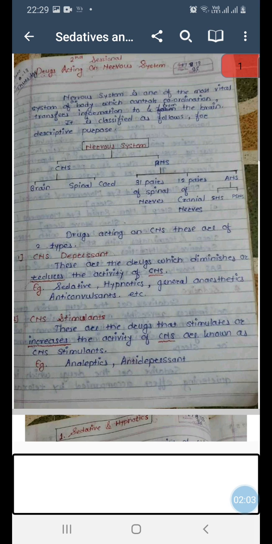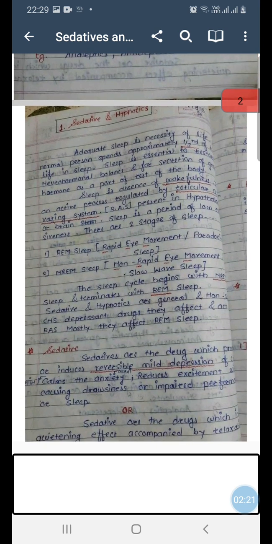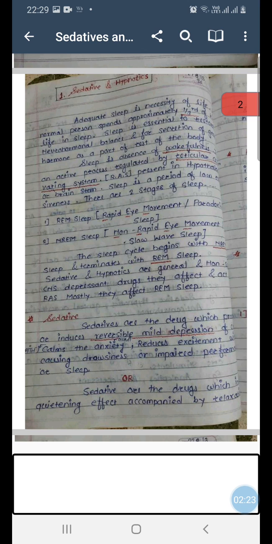The next type of drugs are CNS stimulants. These are the drugs that stimulate or increase the activity of the CNS, and the best example is analeptics. Then we began our discussion with the first topic under CNS depressants, that is sedatives and hypnotics.